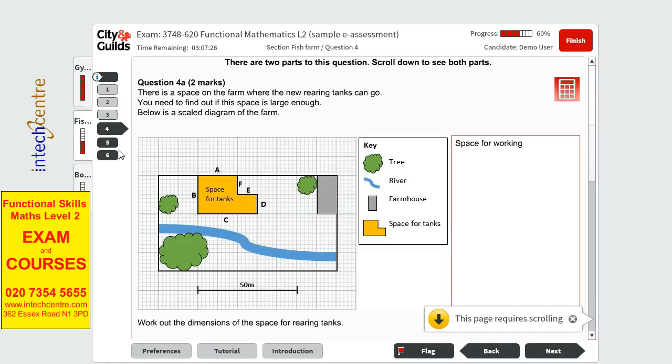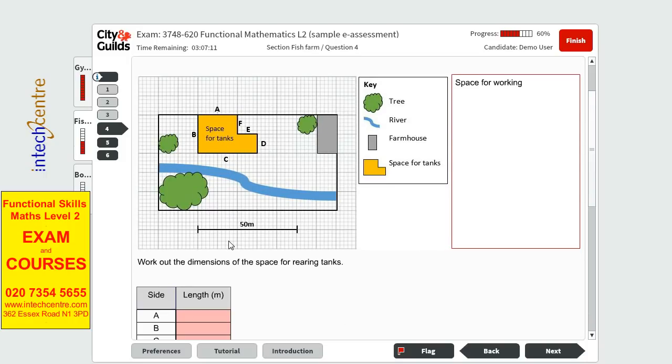There is question 4a. It says that there is a space on the farm where the new rearing tanks can go. You need to find out if this space is large enough. Below is a scale diagram of the farm. We have the trees, the river, the farmhouse, the space for tanks. We have a scale of 5 boxes or 5 centimeters, 5 squares, however you like to call them, equals 50 meters. So make sure you put that down. So 5 squares equal 50 meters.